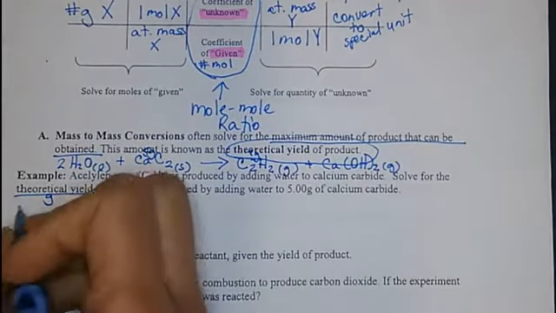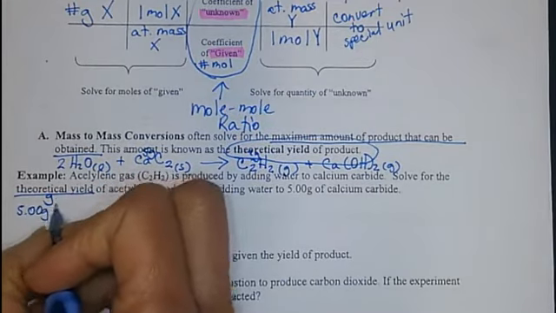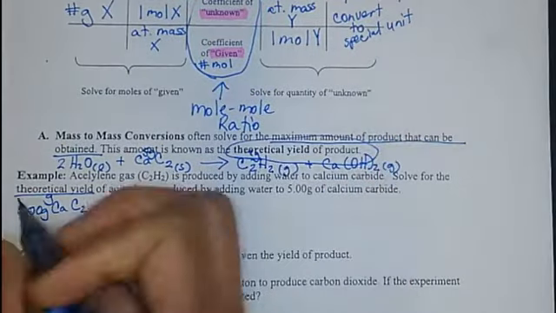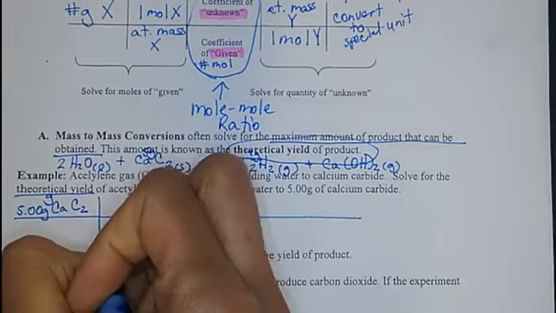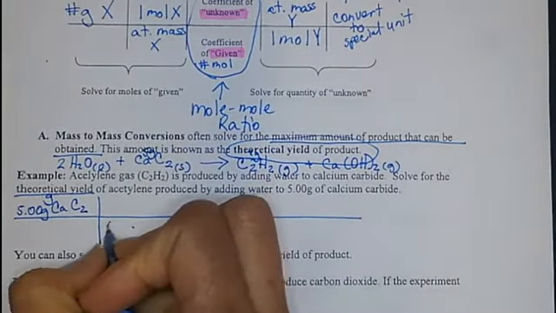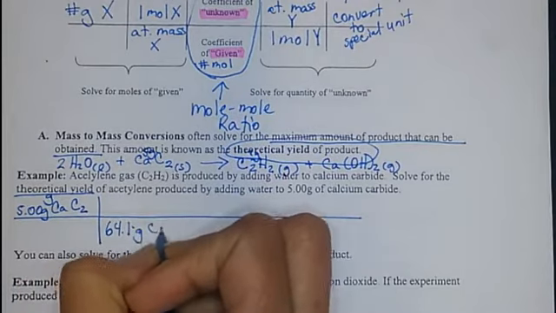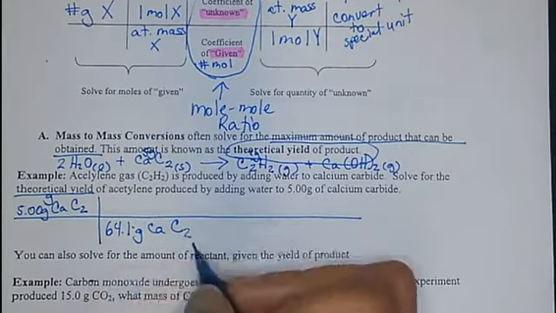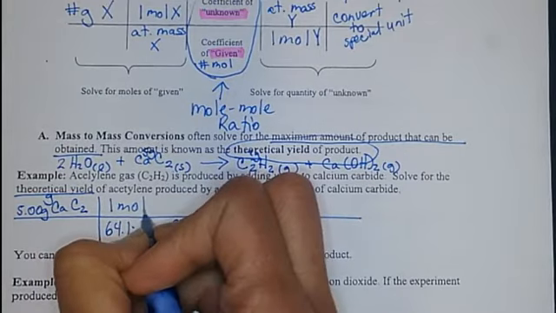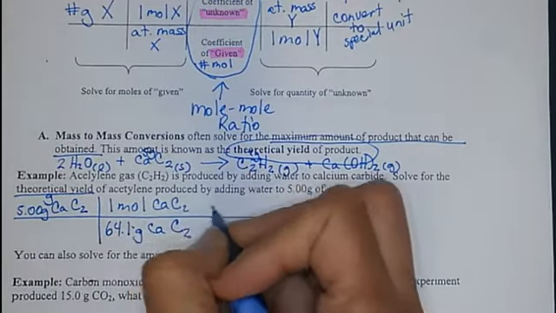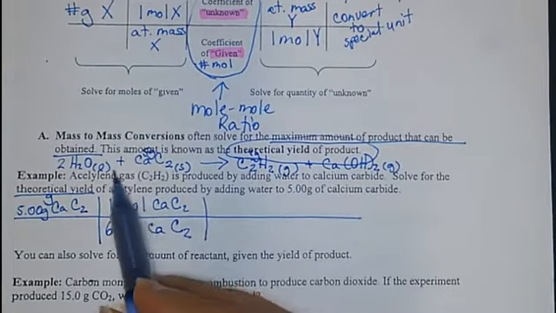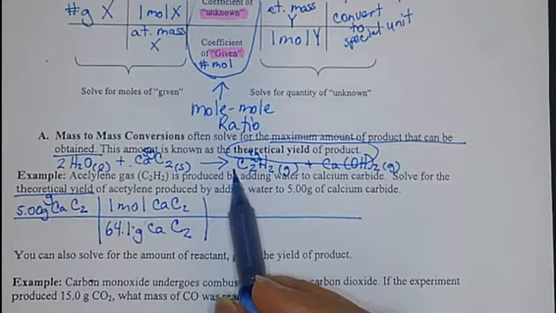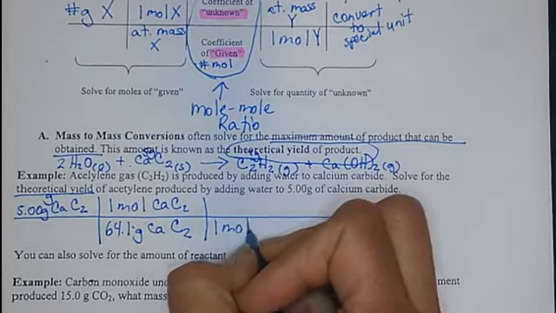Okay, so we're going to start off with what's given to us. 64.1 grams. And of course, you're trying to find the atomic mass, so don't forget the atomic mass of it. And that is equal to 1 mole because it is grams per mole, the atomic mass always. And in this problem, notice that the coefficient for the calcium carbide is 1, and the coefficient for acetylene is also 1. So it is actually a 1-to-1 mole ratio.